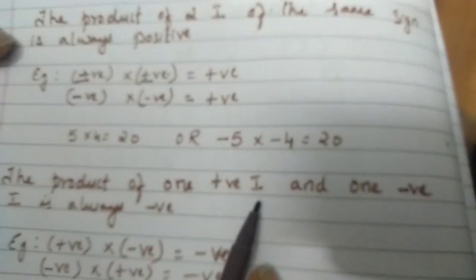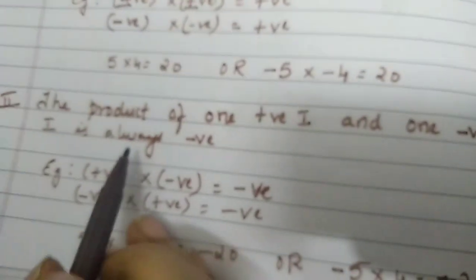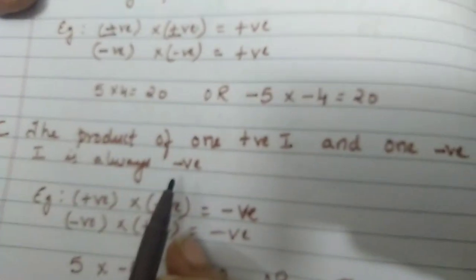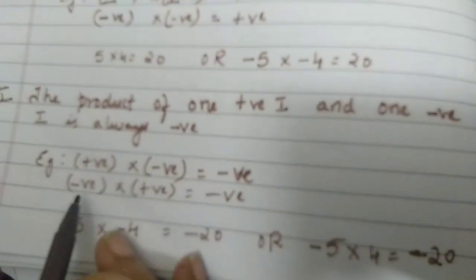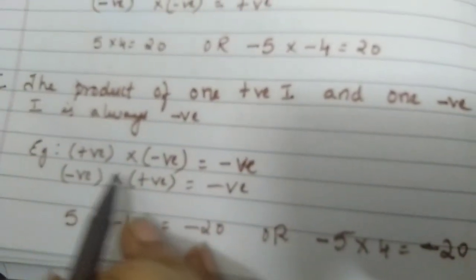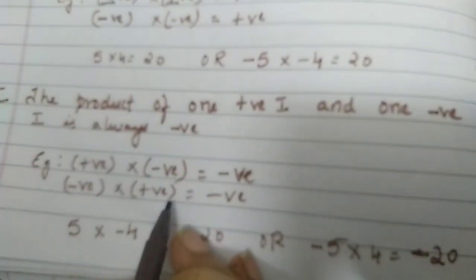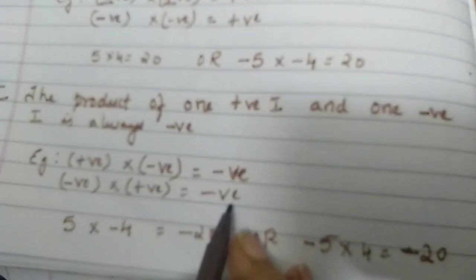Let's go to the other one. The product of one positive integer and one negative integer is always negative. Now this is the ruling, the multiplication ruling. We all know this very well. Example, one positive integer into one negative integer gives me a negative integer. Similarly, one negative integer multiplied with a positive integer gives me a negative integer.